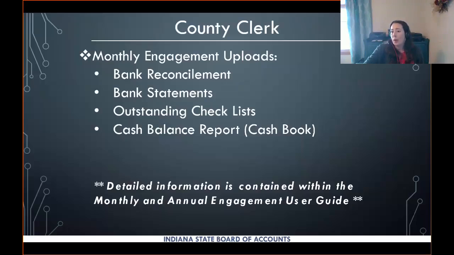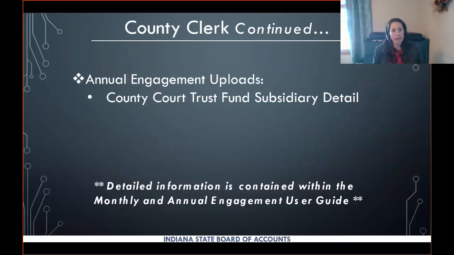All right, we do have an annual upload for the clerks, and this is your county court trust fund subsidiaries ledger. Lots of big words there. So at the end of the year, you should have a trust ledger, okay? This trust ledger should have a listing of every person that you're holding money in trust for. That is what we want. That is what will be uploaded into Gateway.